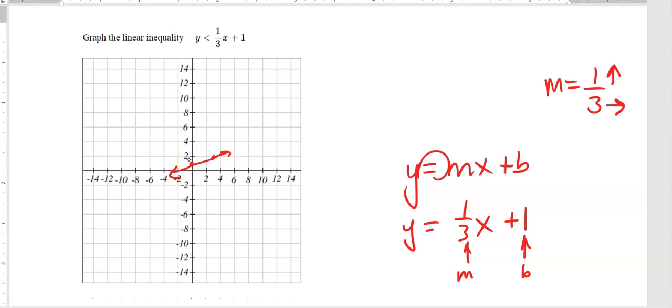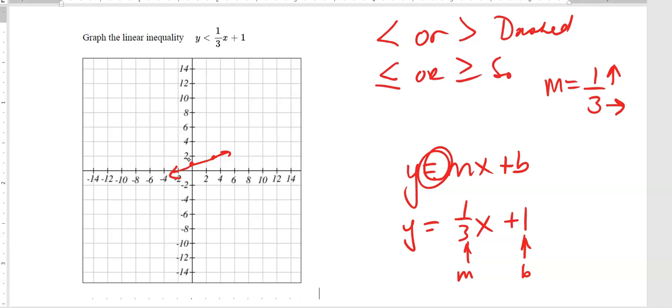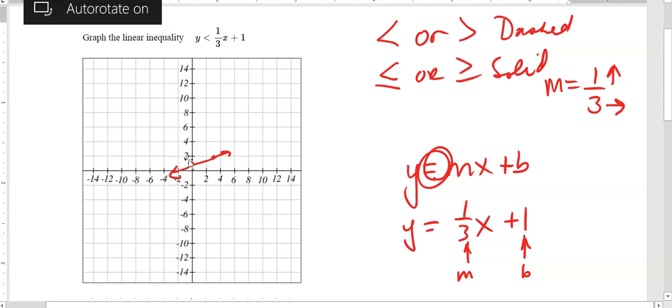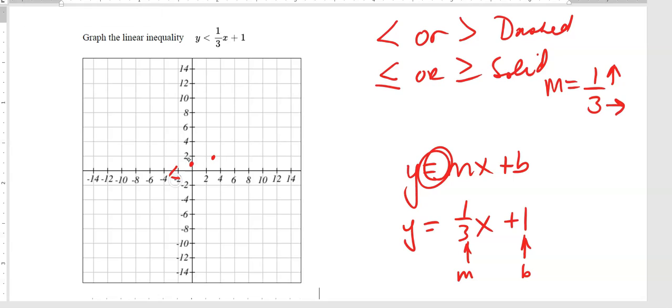But we don't really have an equal, we have a less than. So we have to realize that if it's less than or greater than, we're going to use a dashed line. Okay? If it's less than or equal or greater than or equal, we're going to use a solid line. So in our case, we have a less than. So we shouldn't have used a solid. Really, this should be a dashed line. Okay?